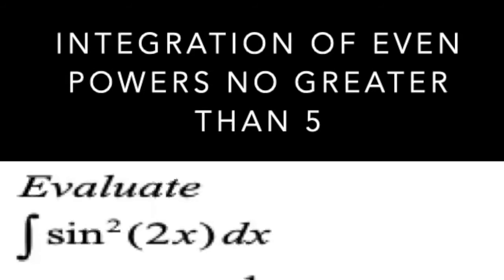Now, integration of even powers. Here we have an example. Evaluate the integral of sine square 2x dx. So remember I said once you have an even power, we will be using the first formula, which is sine square a equals a half, 1 minus cos 2a. So if this was 2a, then I'll have 4a here. If this was 6a, then I'll have 12a. So this is just saying that we double a.